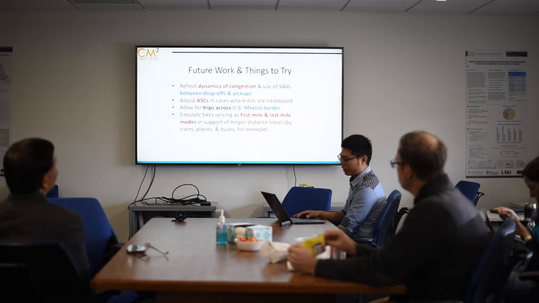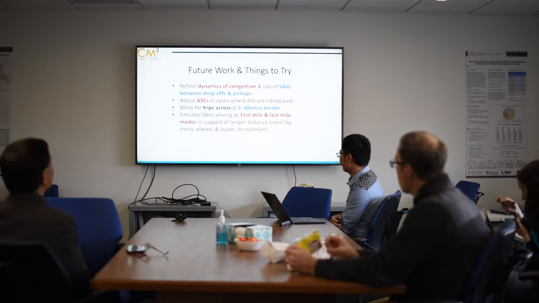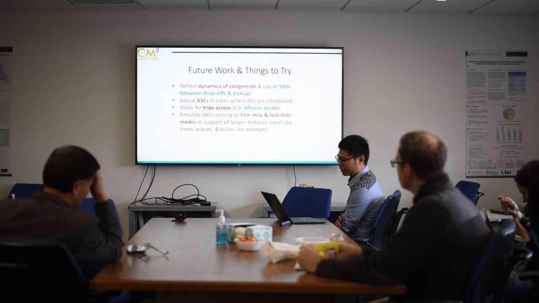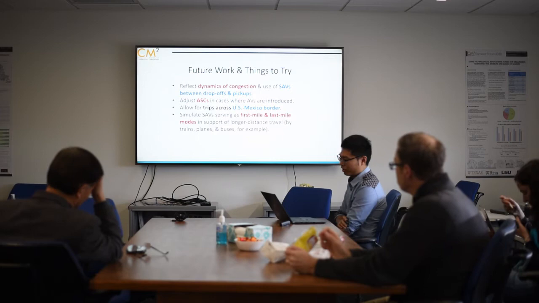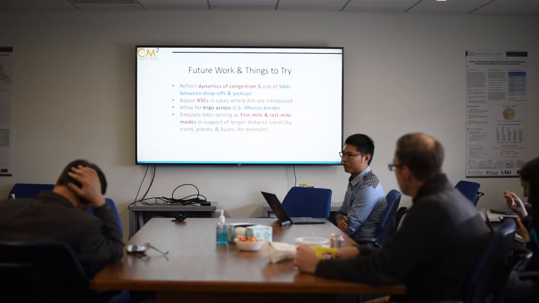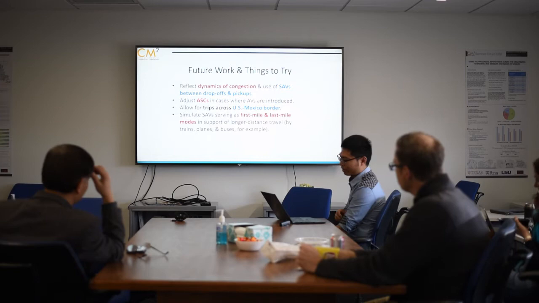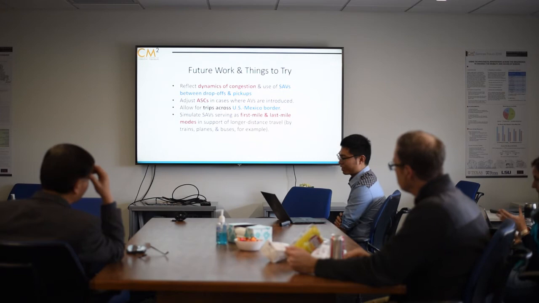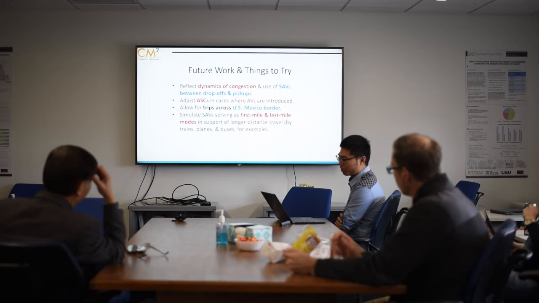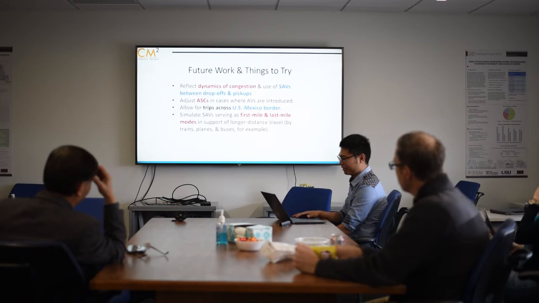So in the future, it's quite difficult to implement most of this, but there is potential to extend this research: the dynamics of congestion, and considering the mechanism of shared autonomous vehicles, like pick up and drop off. We can adjust the alternative specific constants in the model, and we can check this against some new travel survey we can obtain. And we could allow trips across the US-Mexico border. So that's most of it. Thank you.